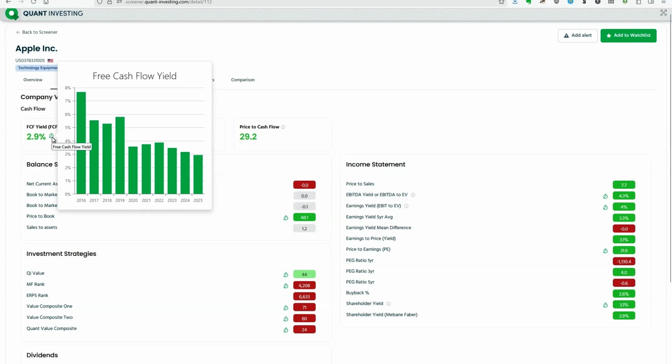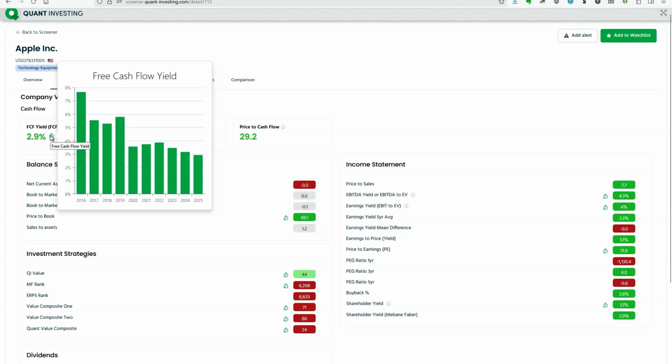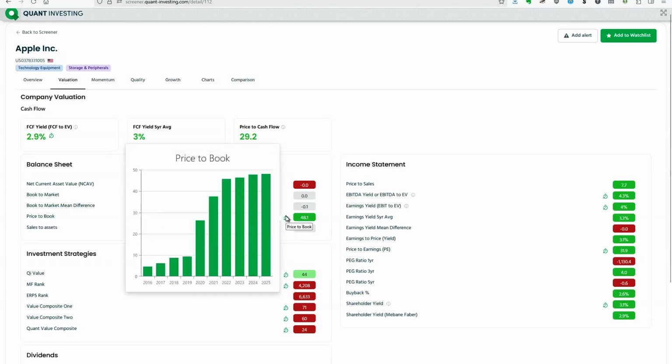So you can see that on free cash flow yield, it's very low, which means Apple's probably very expensive compared to the past. In 2016, it was a lot cheaper because it nearly had a cash flow yield of 8%, and now it's only 3%. Here's balance sheet ratios, and here's another one with the historic ones. Here's the price to book for Apple. It's been relatively stable over the past few years, but quite expensive.